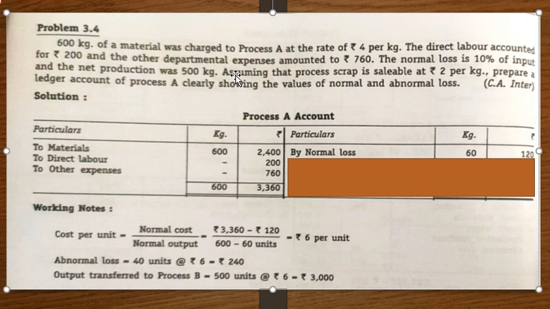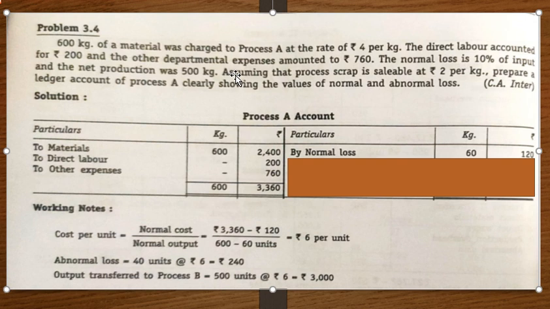In this video, we will be discussing problem number 3.4. So the question: 600 kg of material was charged to process A at a rate of rupees 4 per kg. The direct labor accounted for rupees 200 and the other departmental expenses amounted to rupees 760. The normal loss is 10% of input and the net production was 500 kg. Assuming that process scrap is saleable at rupees 2 per kg, prepare a ledger account of process A clearly showing the values of normal and abnormal loss.